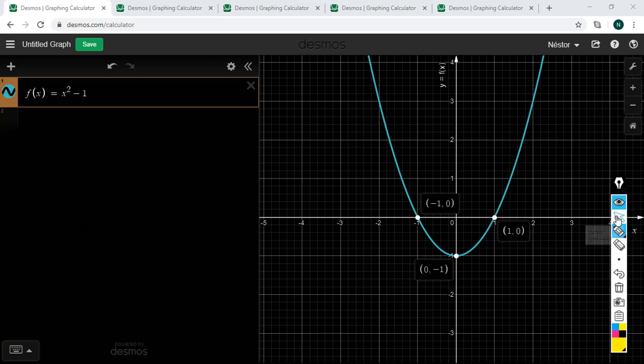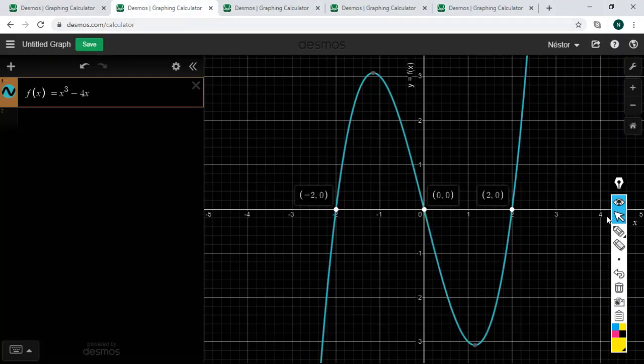Okay. Next one. This function, a little more complex function. Again, I'm already labeling the intercepts. Can you see? This is an x-intercept, -2. This is another x-intercept, 0. And it's also a y-intercept. Can you see? 0. And the other x-intercept is 2. So let's get the intercepts in analytical ways.